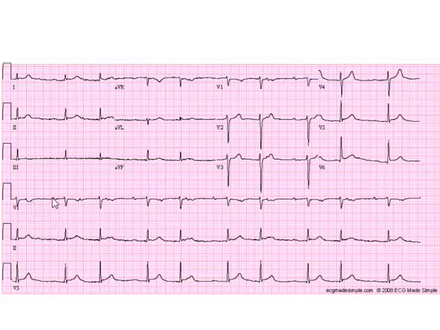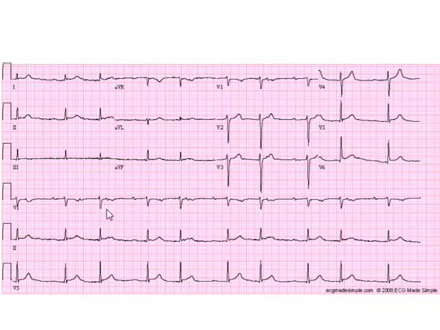We see that the P waves are regular, and that the P waves are positive in lead 1 and in lead AVF, suggesting that they originate from the sinus node. Is there a QRS after each P wave? No. In fact, every third P wave does not have an associated QRS complex.